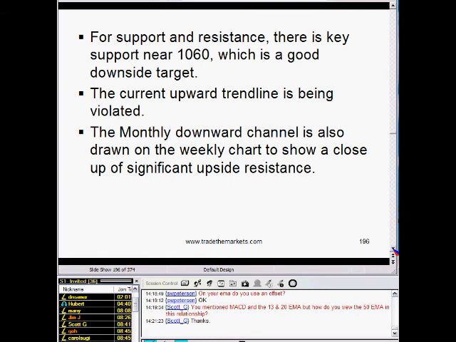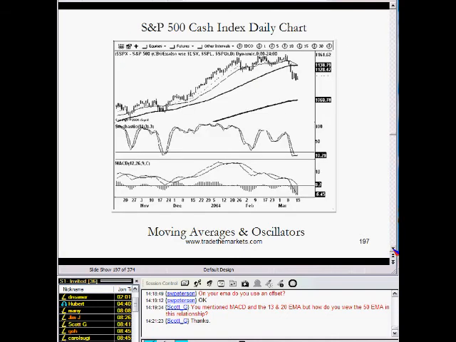Okay, and then here's just some additional notes, just marking support and resistance, and also where the current uptrend is doing, and then the current monthly downward channel. All right, so once I get through this, I just move on and go down to the daily charts. And on the daily charts, I just do the same thing.